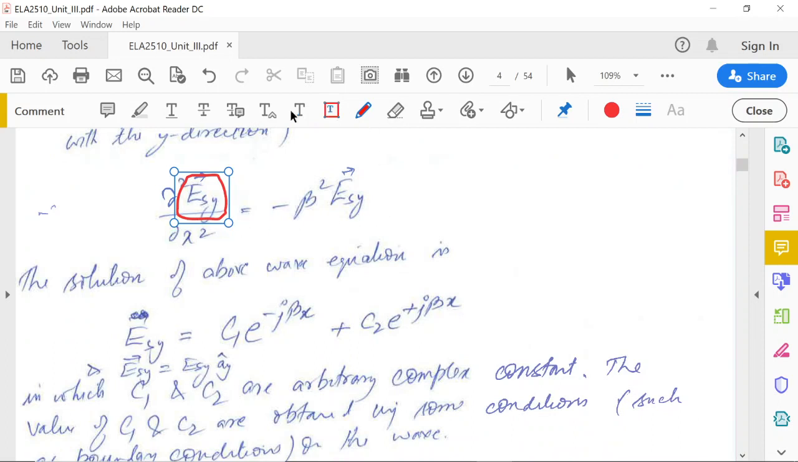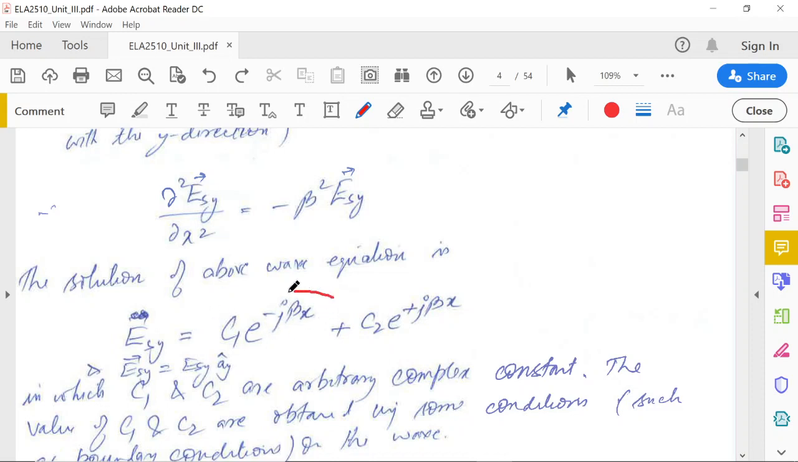Now you can verify the solution of this equation. Here, instead of a general del square E over del t square, you now have Esy, so not just any function can be a solution of this. In the previous case, you now have a specific function. This type of function, the complex sinusoid, will be the solution of this in this form. You can verify this when you take the double derivative of this function.